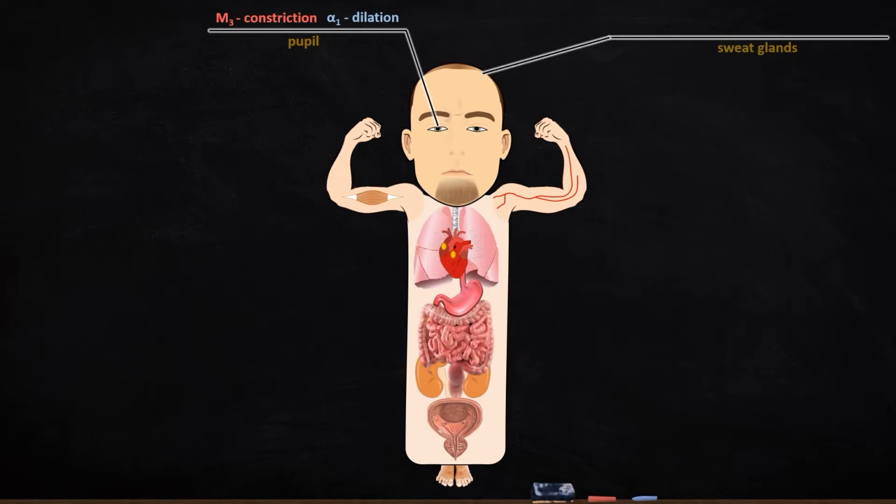Okay, so the next function we're going to talk about is sweating. This is really in no particular order, but we're just going to go around in a clockwise direction and cover all the different major organs and tissues.